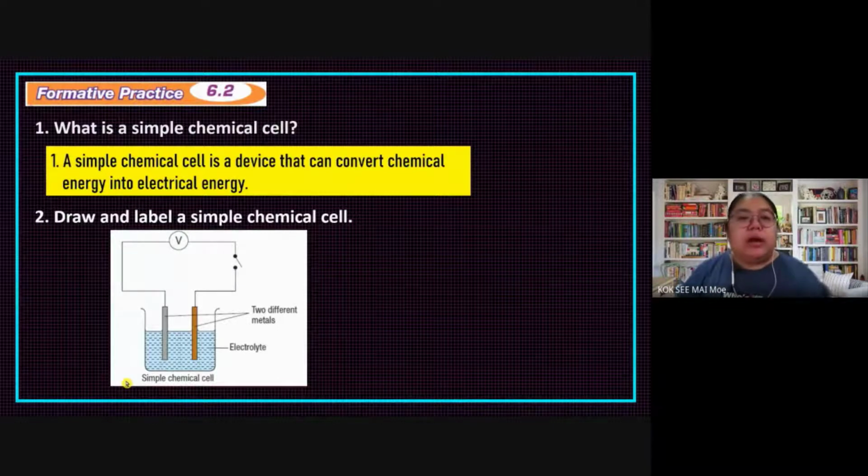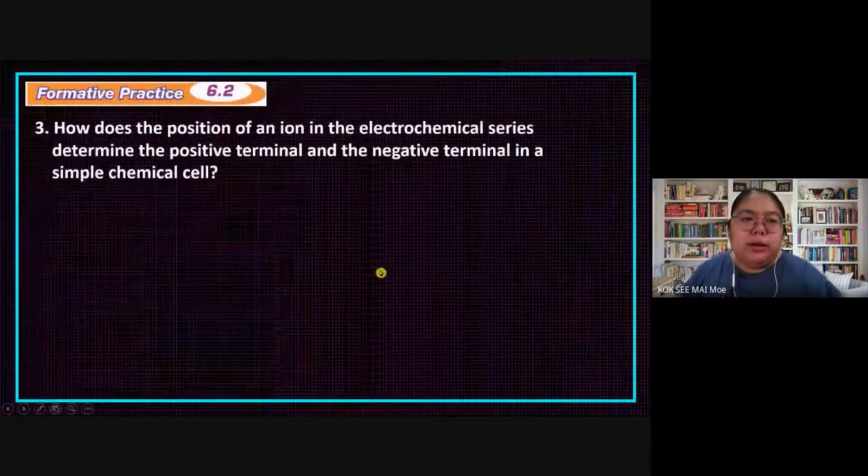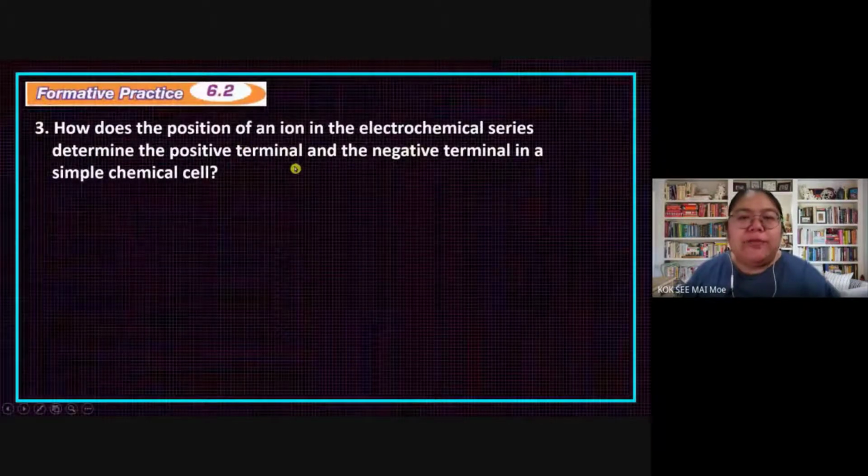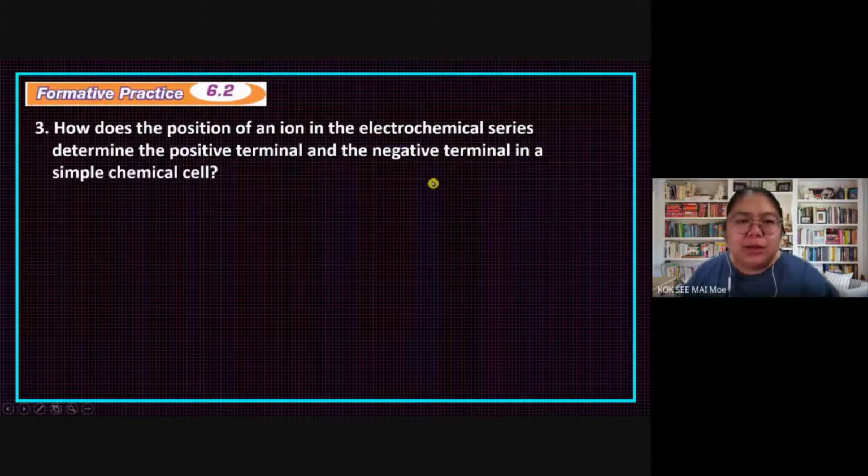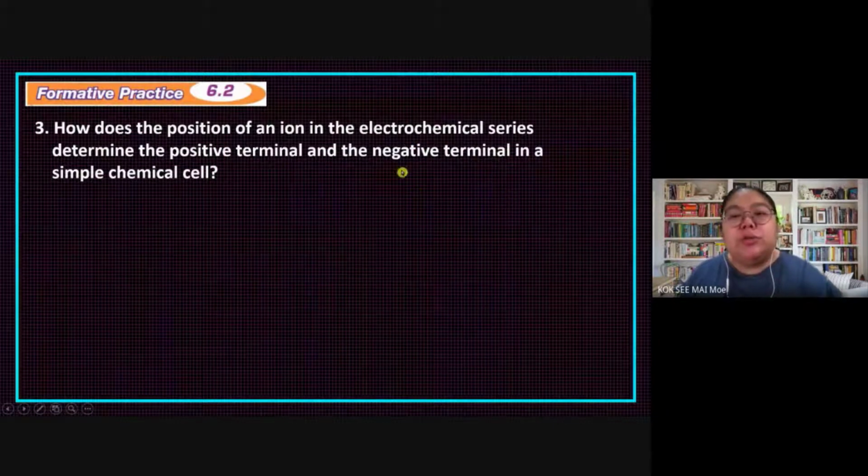Okay, so that one is the level of electropositivity. Number 3. How does the position of an ion in the electrochemical series determine the positive terminal and negative terminal? So positive, we normally don't talk about. We just talk about the negative, which is important. For the negative, we choose the more electropositive one. The rest one we choose is less electropositive.